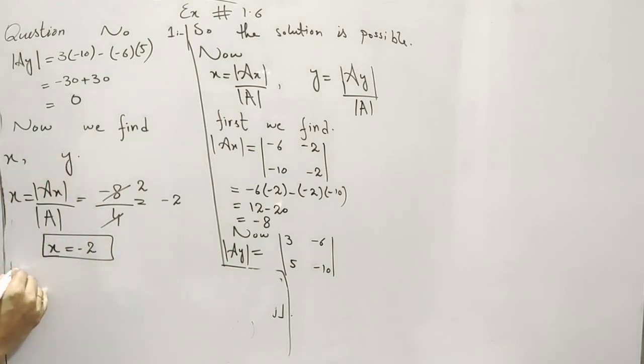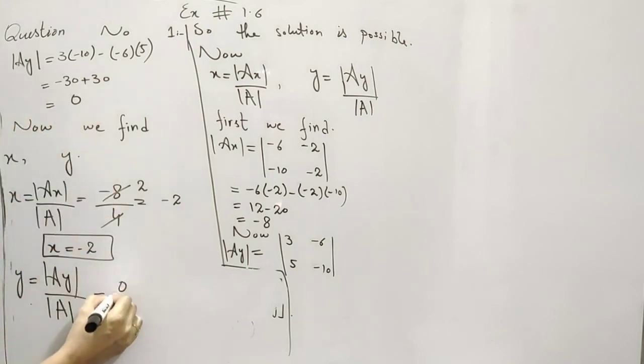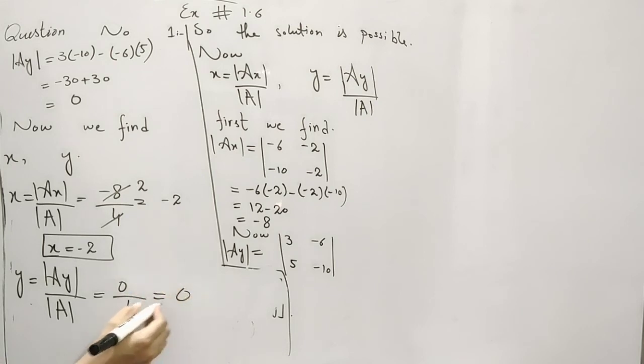Now we will find the value of y, which is equal to determinant of A_y over determinant of A. So the determinant of A_y is equal to 0, and the value of determinant of A is 4. This is equal to 0. So y is equal to 0.